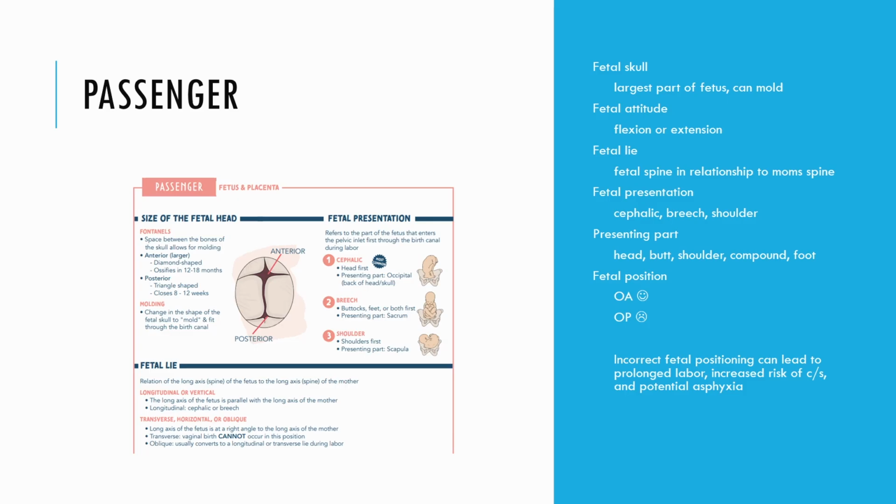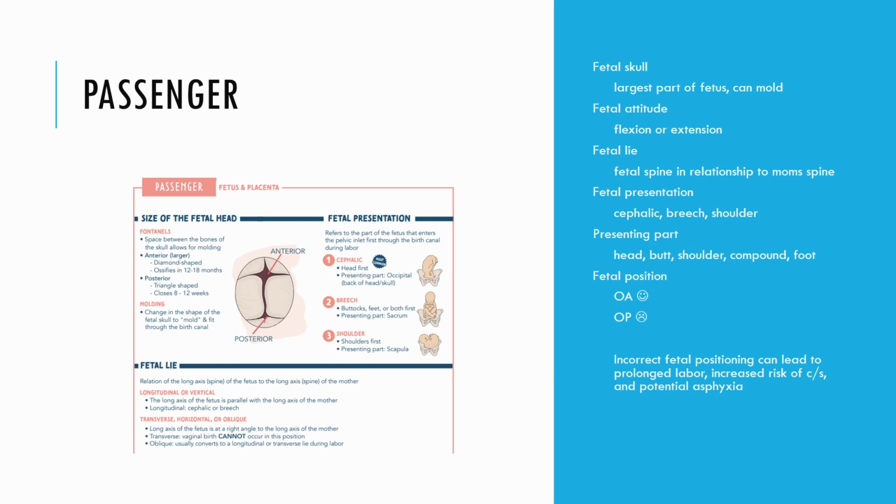Fetal lie looks at whether the fetal spine is the same way as mom's spine. So basically, are we longitudinal? So is it up and down, or vertical? Or does it go sideways? Is baby in there transverse, sideways?